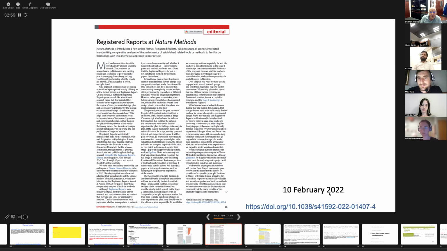This is from February of this year. Nature Methods comes with a new way of doing peer review, and they call it registered reports. Nature Methods is introducing a new article format, the registered report. We encourage all authors interested in submitting comparative analysis of the performance of established related tools or methods to familiarize themselves with this alternative approach to peer review. So basically, you are submitting a paper which says what you're going to do, and that's going to be reviewed. But once you are finished with your paper, it doesn't go through a review. This is called a registered report.